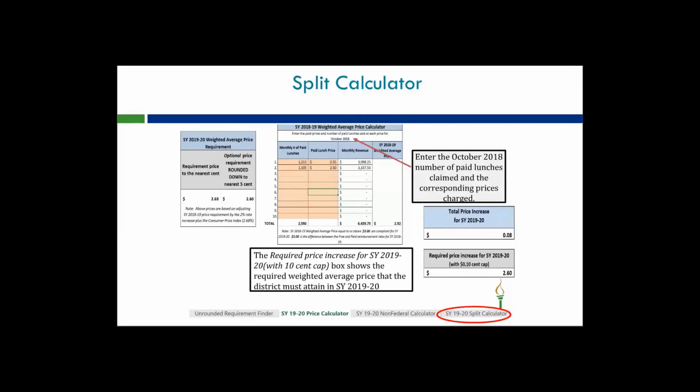15 paid lunches sold at $2.55. I also inputted the other building's number of monthly paid lunches for October 2018.